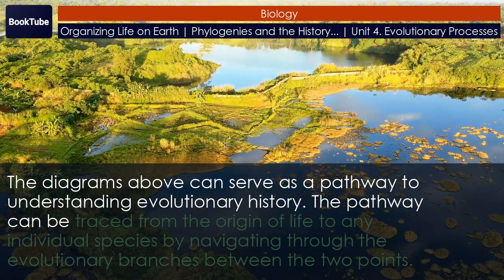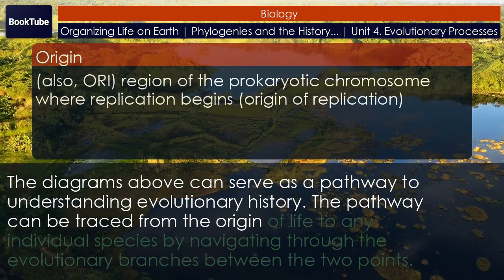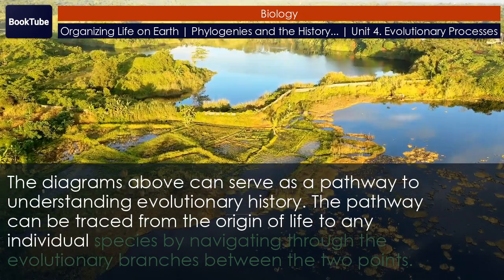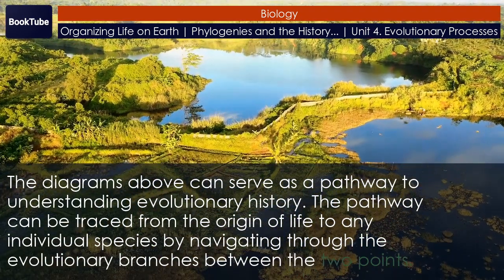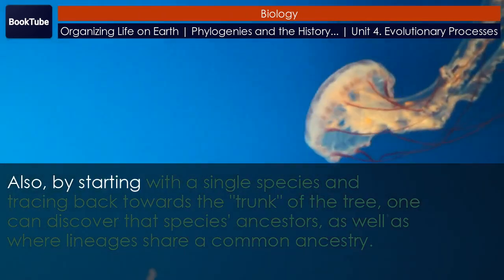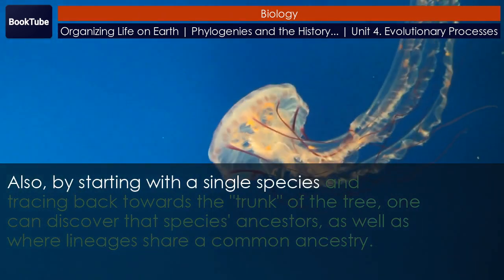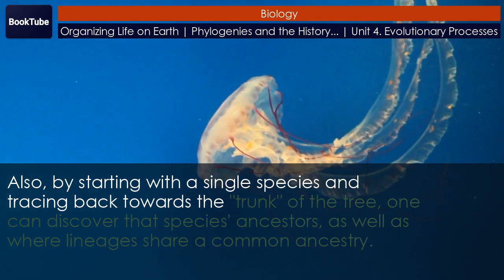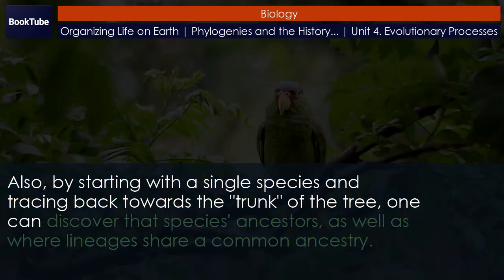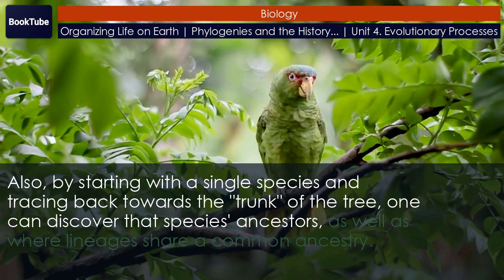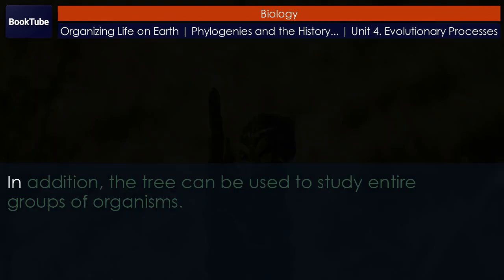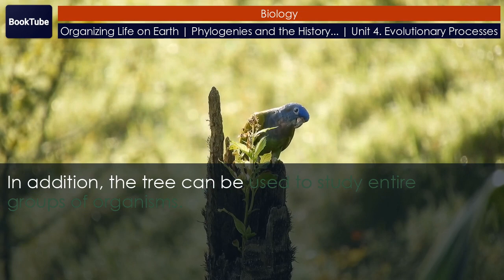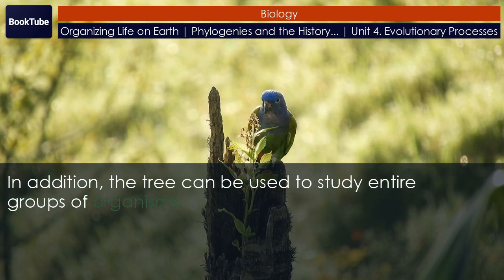The pathway can be traced from the origin of life to any individual species by navigating through the evolutionary branches between the two points. Also, by starting with a single species and tracing back towards the trunk of the tree, one can discover that species' ancestors, as well as where lineages share a common ancestry. In addition, the tree can be used to study entire groups of organisms.